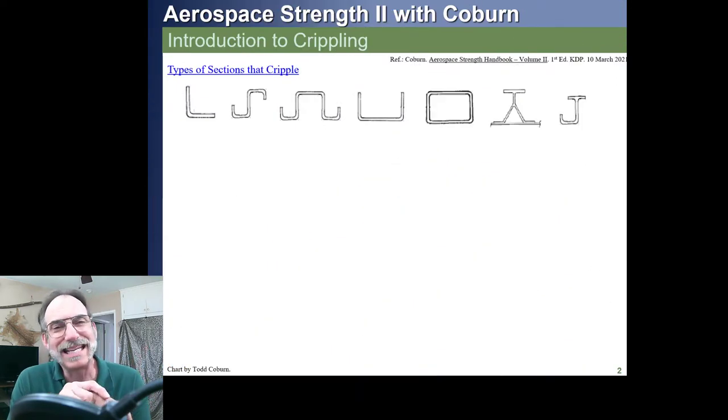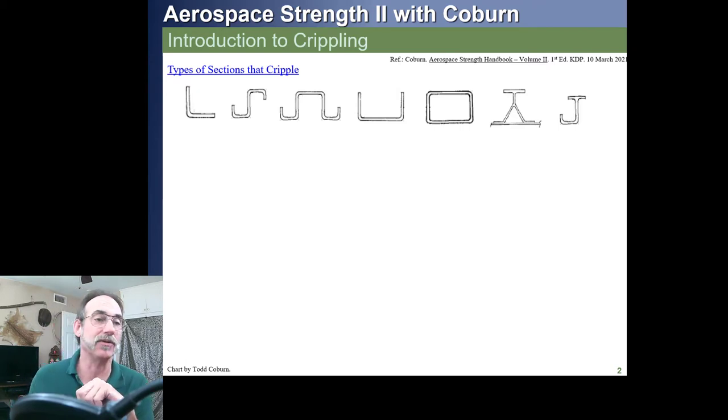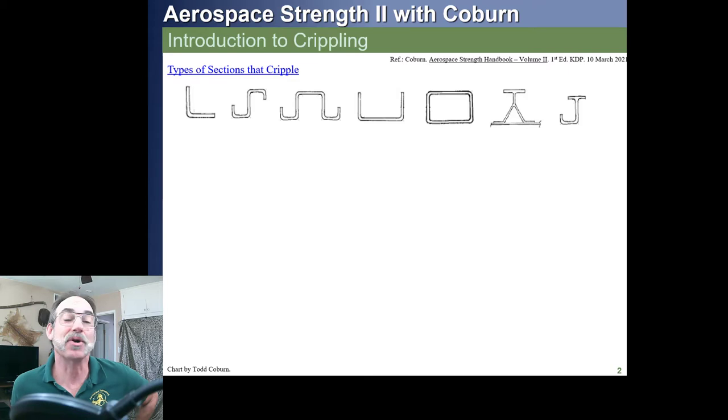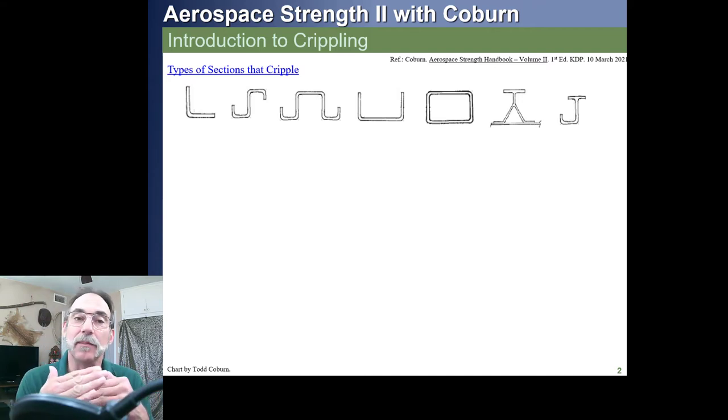So here are a few typical cross sections that we might see in aerospace. Angles, Z's, hats, C channels, box sections, and so on. You'll notice all of these sections consist of flanges, which are often 3/4 of an inch to 2 inches long. A lot of these are relatively thin, maybe 0.04, 0.05, 0.063, up to about 1/10 of an inch or a bit more. These sections are critical in crippling if they're loaded in compression.